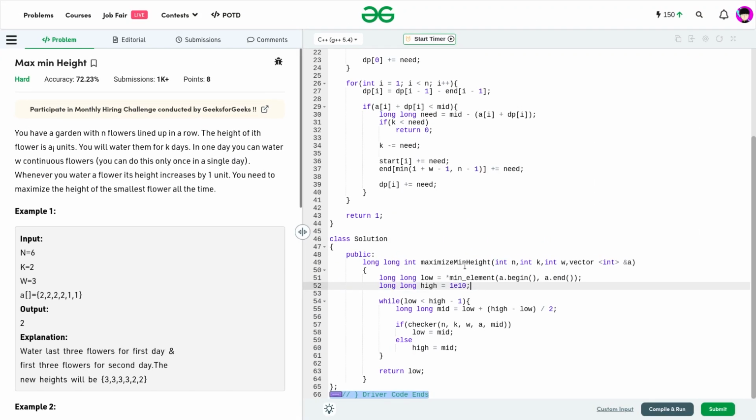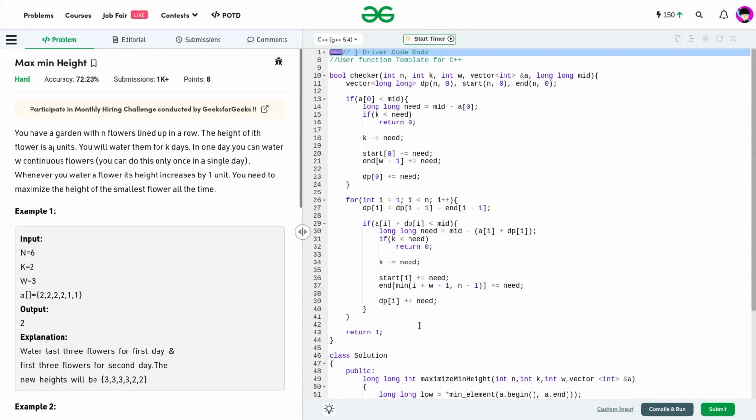So let me just quickly discuss the code. Here I have taken the minimum value as low, and I have taken 10 raised to the power 10 as the highest value. Exactly as I have stated in the explanation, I take while low is less than high minus 1, I calculate the mid, I implement the checker function, and if the checker function returns true, I set low as mid, otherwise I set high as mid, and at the end, after I'm out of the while loop, I just return low, right? So this would be the main solution.